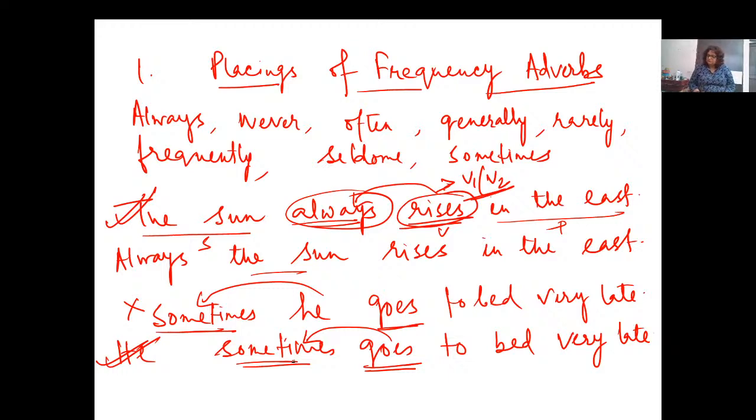Clear? So frequency adverbs are: always, never, often, rarely, and so on. These all can be used before the principal verb. I mean to say, before the first form of the verb or the second form of the verb. Clear? The second point we have to remember is the placing of frequency adverbs.